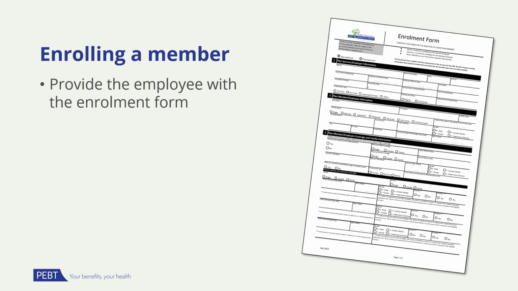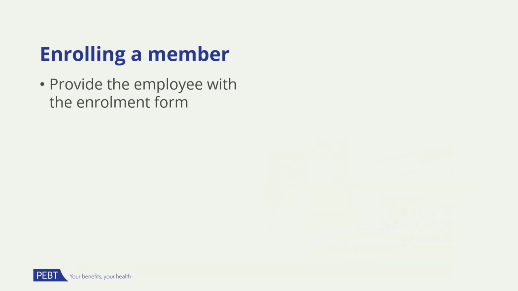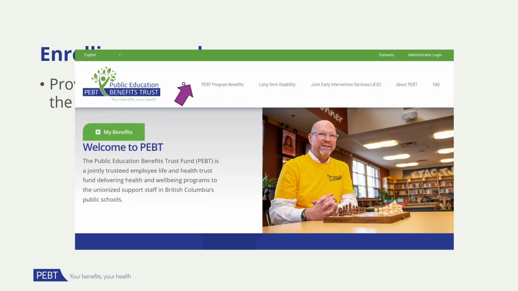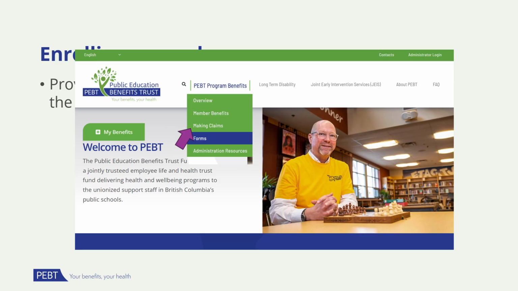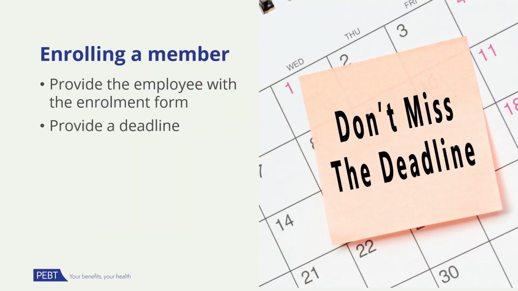The first option is to provide an electronic or paper copy of the PEBT benefits enrollment form to the employee to complete and sign. You can find the form on our website under Forms. Advise the employee of the deadline to return the signed form. Employees who do not complete and sign the PEBT benefits enrollment form within 4 months of the initial eligibility date will be considered a late applicant.